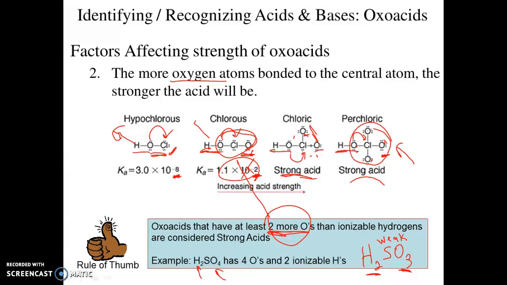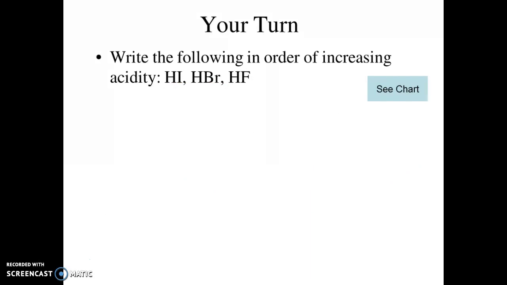So this is a good rule of thumb to keep in your back pocket and pull out when you need to. You can look at a formula and you can say, oh, that's definitely going to be a strong acid if it's got 2 more O's than ionizable H's. Okay, so here's a couple questions for you. Take a minute and compare these. Put these in order of increasing strength.